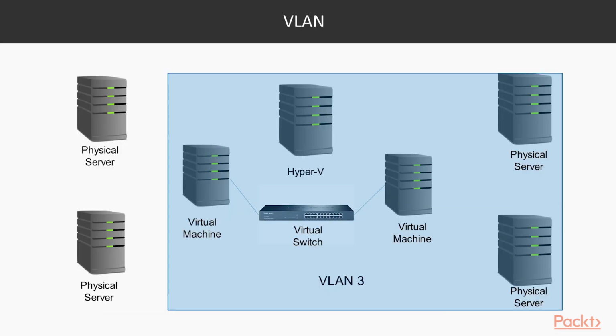The external and internal virtual switches can also be configured with a VLAN ID, that is, virtual LAN. This can extend an existing external VLAN network to virtual networks in Hyper-V.